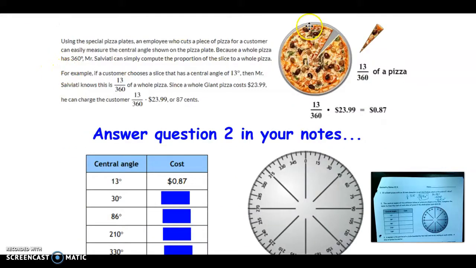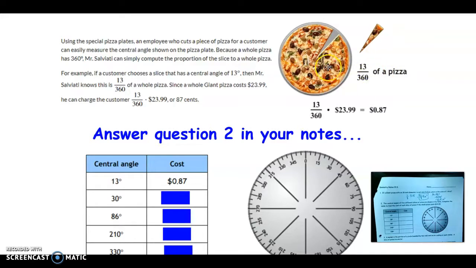So it says, using his special pizza plate, an employee who cuts a pizza can easily measure the central angle on that pizza plate. And because we know a whole pizza has 360 degrees, you can compute the proportion of the slice to the whole pizza by just writing that as a fraction. What is the angle of your pizza over 360 degrees, which is the total? And for example, if a customer chooses a slice that has a central angle of 13 degrees, you would put 13 over 360. And that's the fractional part that slice has of the whole pizza.